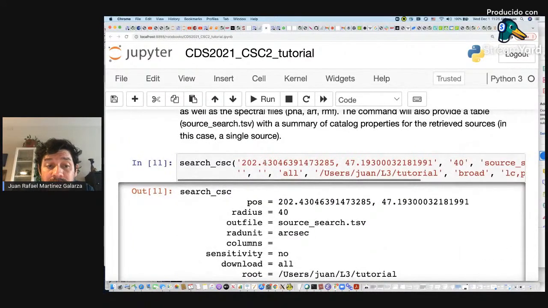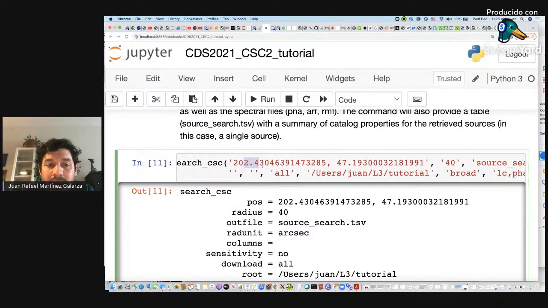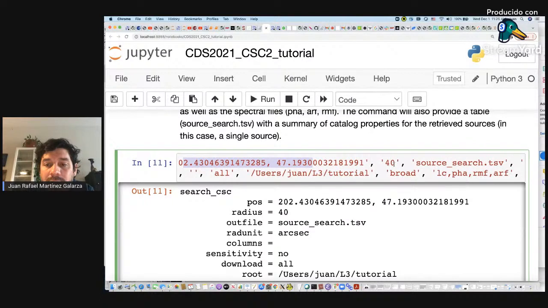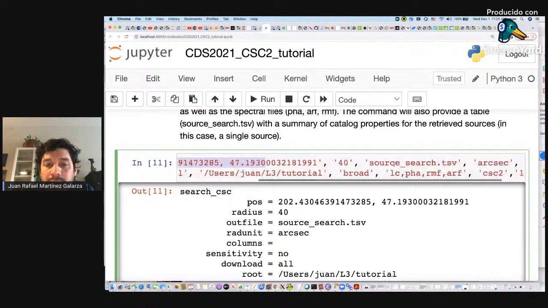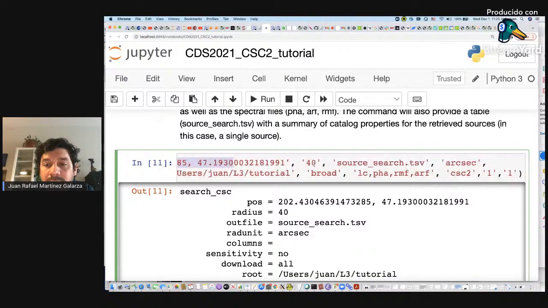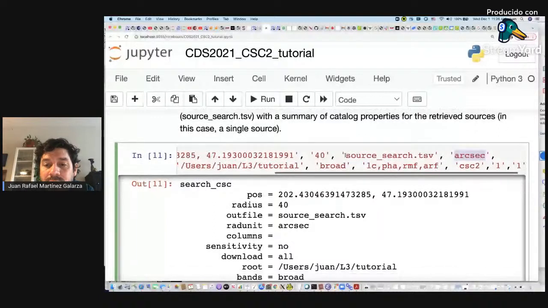And here's how Search CSC works. You just have to give the coordinates, right? These are the coordinates of the source. Then you say a radius search, 40 arc seconds would be the search radius for this object. This is going to be the output file where your search will be saved.